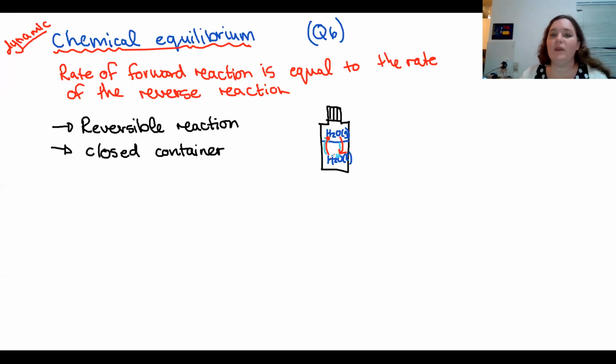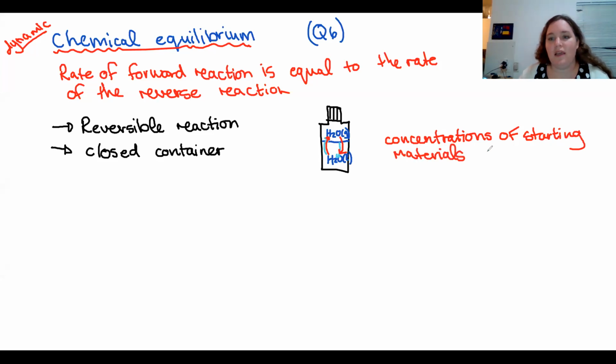And when we're in equilibrium, what's really important is that the concentration, or concentrations if there are multiple things, of the starting materials or your reagents and the products remain constant. So they're not always equal to each other, but they remain constant. They remain the same.